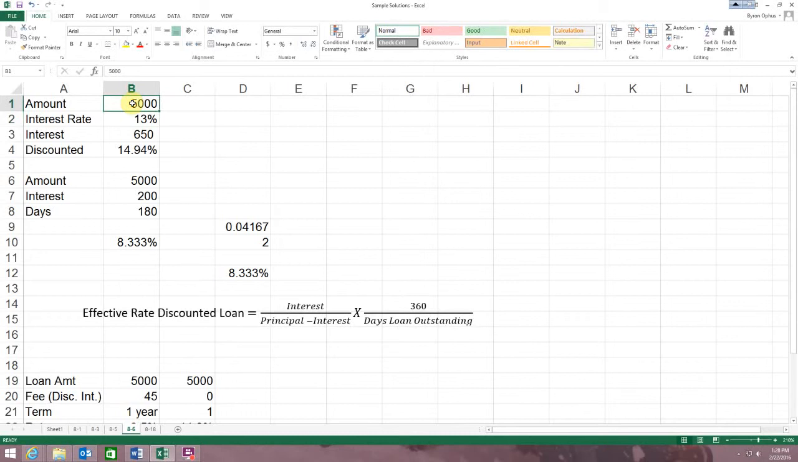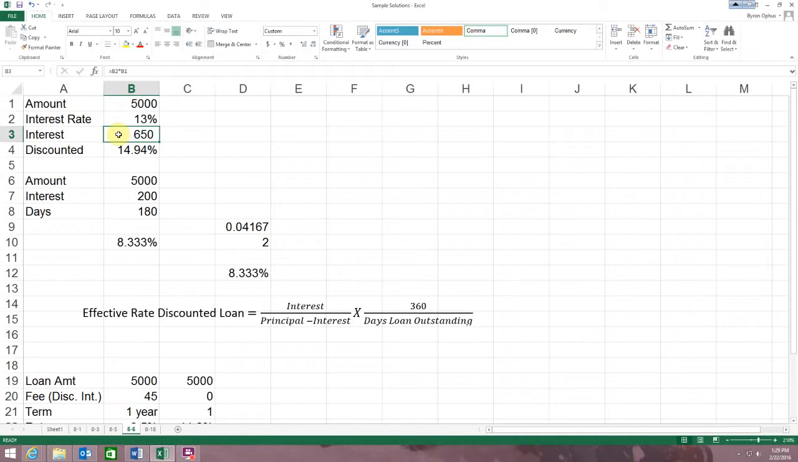They've given us the amount of the loan and the interest rate. So the interest is equal to the interest rate times the amount of the loan. Okay, so that's the amount of interest we would calculate. Now, a discounted loan says you pay that interest up front, right? You actually pay it up front.